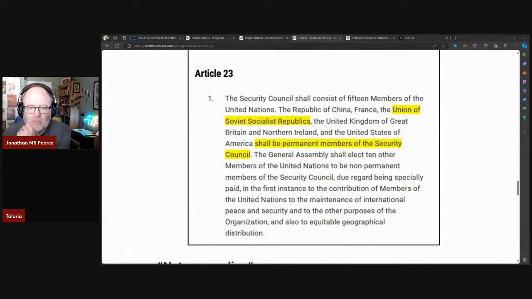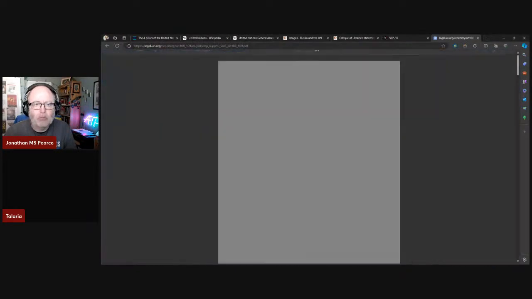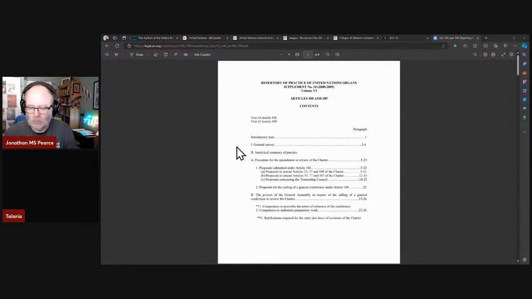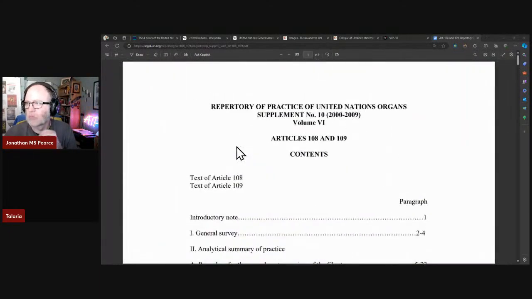Article 108 has requirements for amendment of the Charter. Now, if I can just point out at this point, in order for Russia to become a permanent member of the United Nations, the Charter would have to be altered. Right. And the disinformation that everybody believes is that to get Russia out of the United Nations, the Charter would have to be altered.